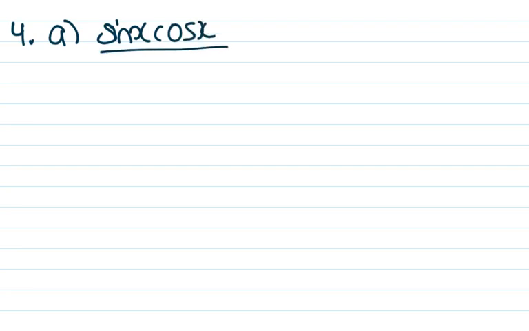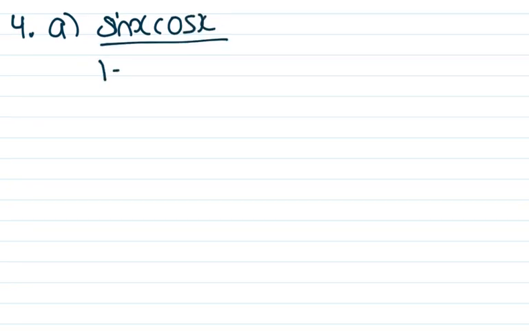Number 4. Okay, number 4 doesn't say prove, it just says simplify. So that's a big difference. So proving, we had to show that the left side equaled the right side. Now there's no equal sign in these ones, and we just have to simplify them as simple as can be. So usually like one term. So for A here, I have sine x cos x divided by 1 minus cos squared x.